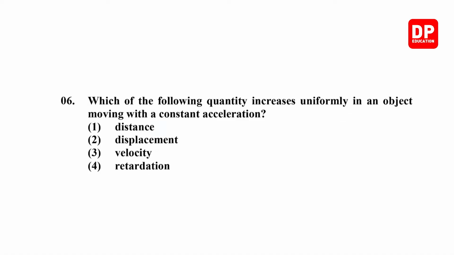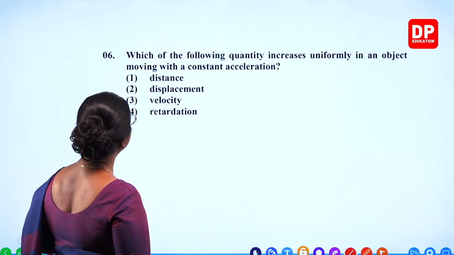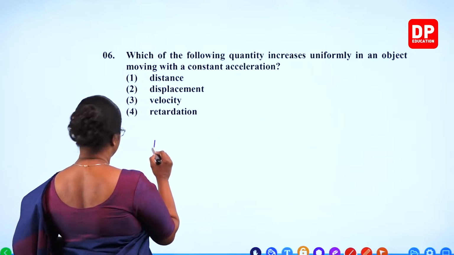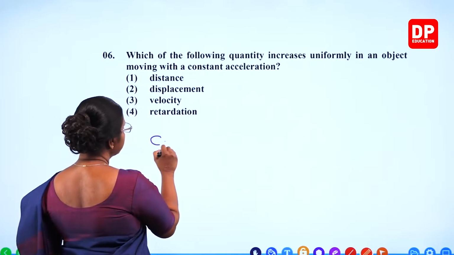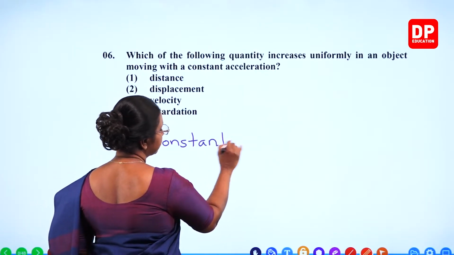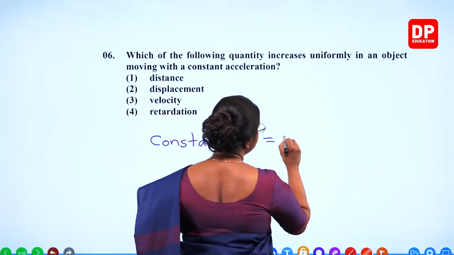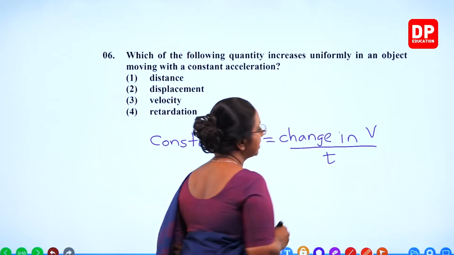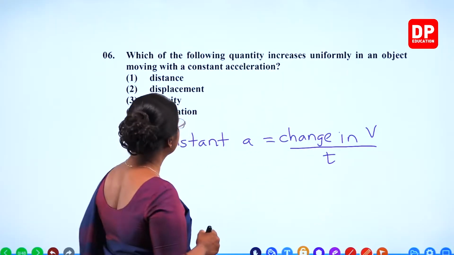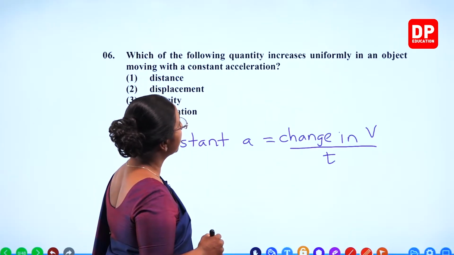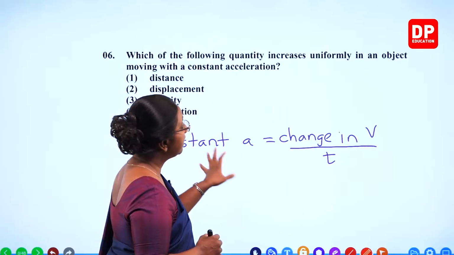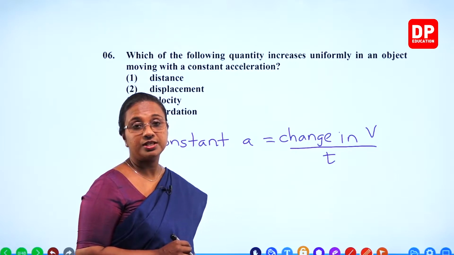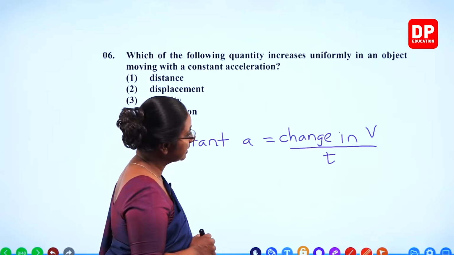Which of the following quantity increases uniformly in an object moving with a constant acceleration? Now, when we say constant acceleration, what is constant acceleration? That is change in velocity divided by time. Velocity over time is the acceleration. So, if acceleration has to be constant, then what will increase constantly? That is velocity. So, it has to be velocity that increases constantly.